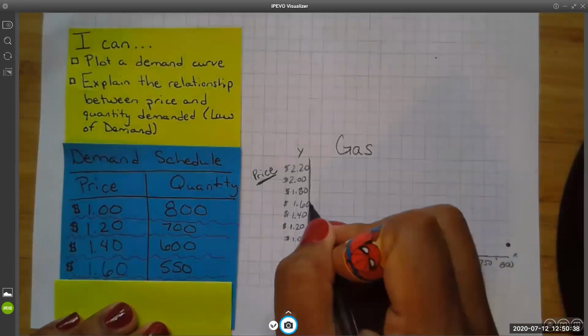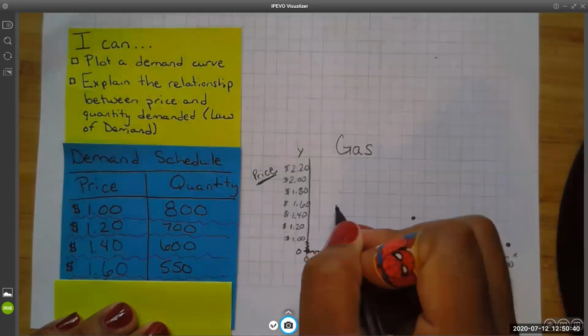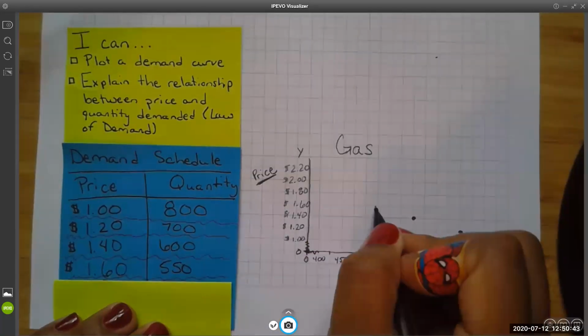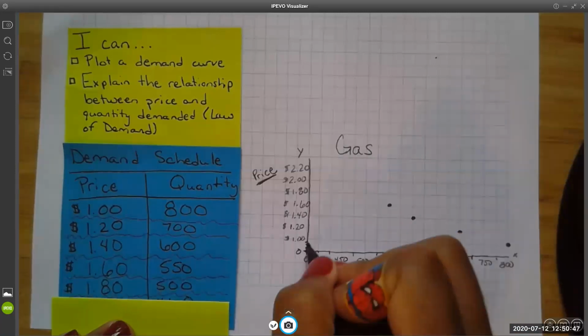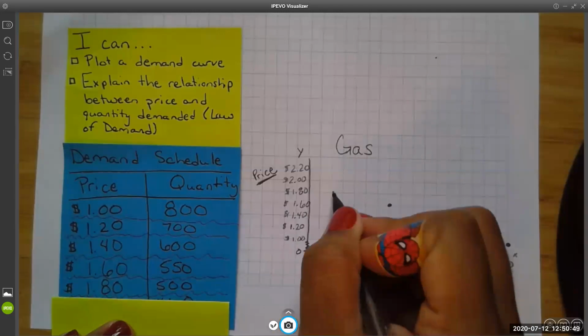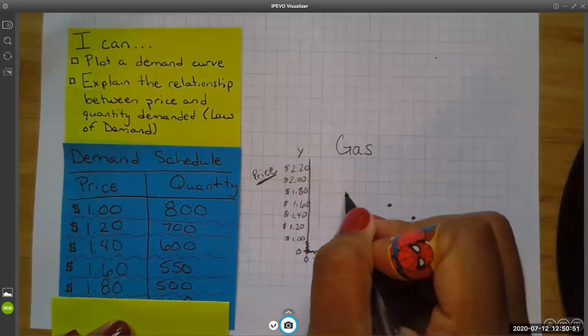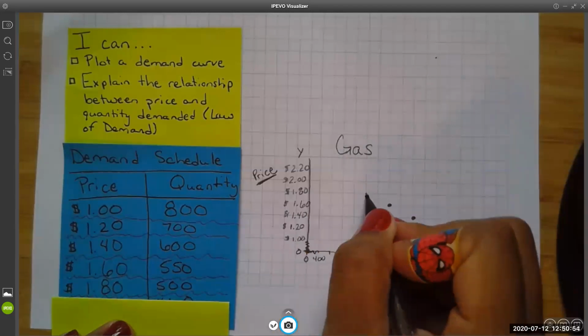Each of these points is the quantity, and they have a negative relationship. So as the price gets more expensive, notice that there's a smaller quantity. That's the law of demand. As the price goes up, quantity demanded goes down. As the price goes down, quantity demanded goes up. Remember, whenever you say price, you're going to say quantity, because if you say price changes demand, you'll be marked wrong every single time.